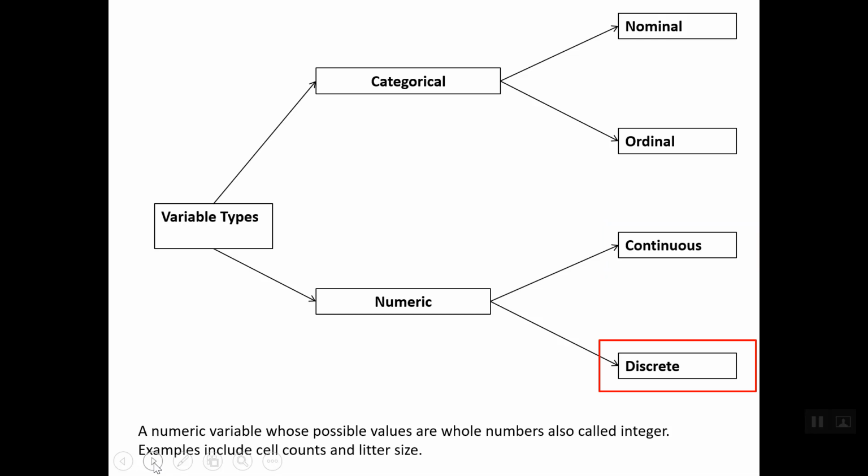All right, and an example would be a cell count. You can only have a whole number of cells. You can only have 3 children, you can't have 2.3 children, so litter size would be an equivalent.